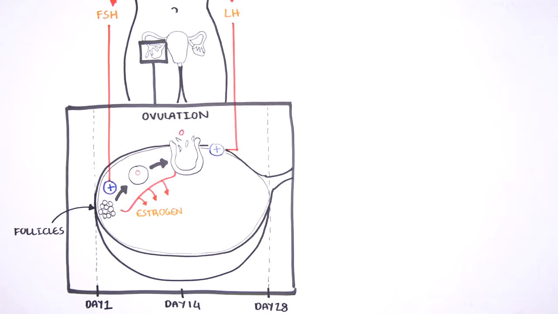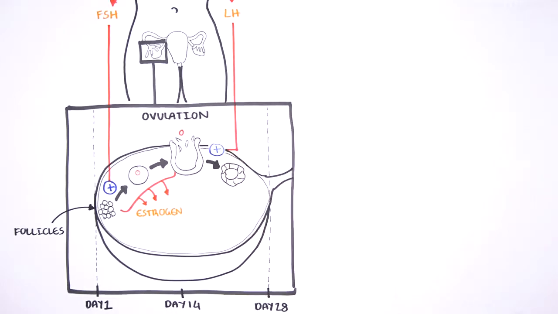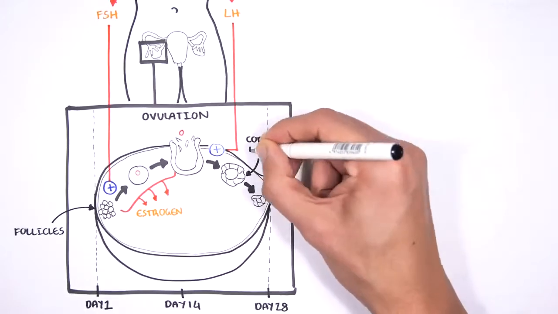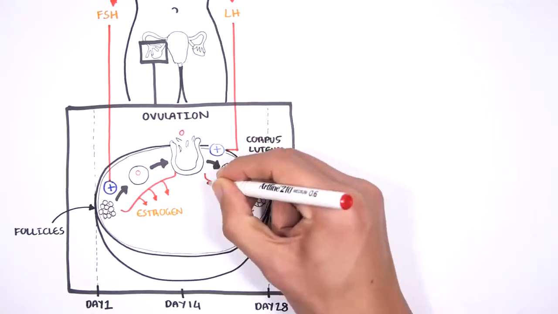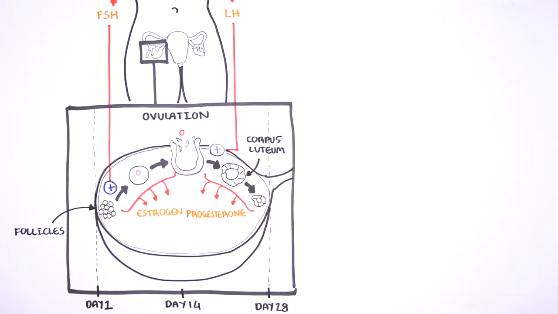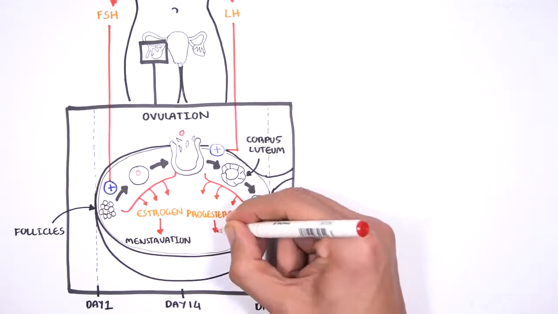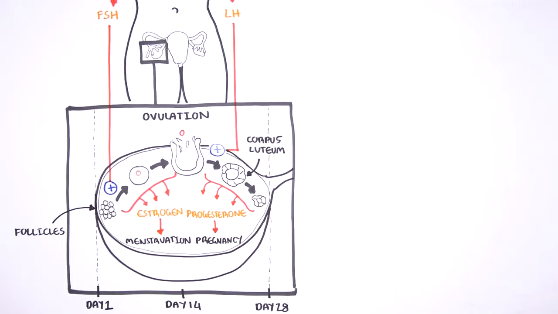The egg will then travel along the fallopian tube and will either be fertilized by the male sperm or not. The follicle that just released the egg will then become the corpus luteum, which slowly degenerates until day 28 of the menstrual cycle. Along the way, while it degenerates, the corpus luteum produces progesterone, an important hormone for pregnancy. Therefore, estrogen is important for the menstrual cycle, and progesterone is important for pregnancy.